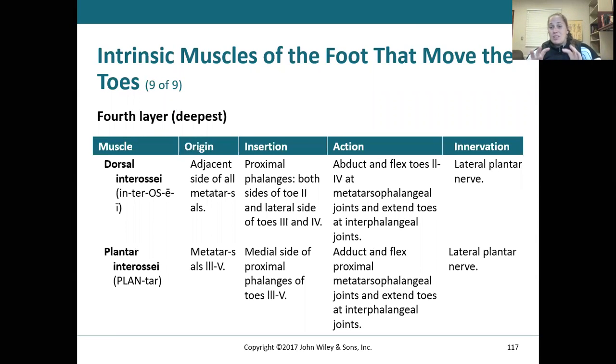And when we talk about those interossei, we looked at a really nice image of those interossei, showing how they distribute differently on those metatarsophalangeal joints. So the dorsal interossei abduct and flex toes 2 through 4 at the metatarsophalangeal joints and extend the toes at the interphalangeal joints. And the plantar interossei adduct and flex the proximal metatarsophalangeal joints and extend toes at the interphalangeal joints. Again, innervation is via the lateral plantar nerve.